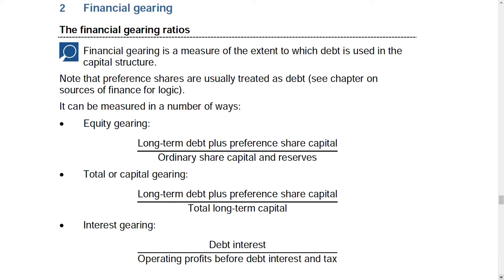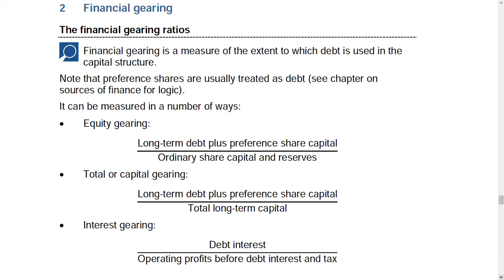It can be measured in a number of ways, three ways: equity gearing, total or capital gearing, and interest gearing. If it's equity gearing, it is long-term debt plus preference share capital divided by ordinary share capital and reserves. Now, for you to memorize this, because there are three separate things, you might mix one up with another. So in order not to make that mistake, I have a way of figuring it out.